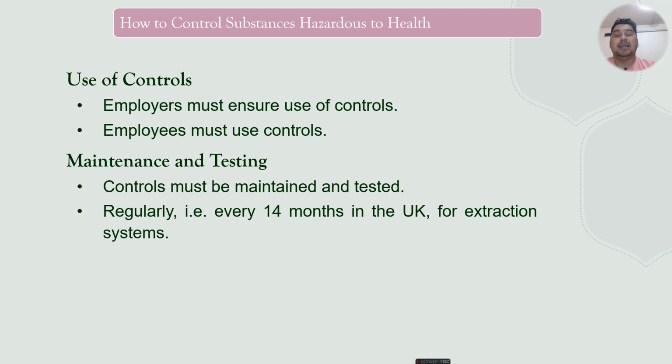If you are using any LEV or any other engineering measures to control any hazardous substance, that needs to be tested and maintained regularly, every 14 months in the UK for extraction systems. So if you are using any extraction system, any exhaust or LEV, it needs to be regularly maintained and tested. In the UK it is every 14 months, but it depends on country to country, and it depends on any ISO standard, any legal standards, or any client requirements. It depends on them.